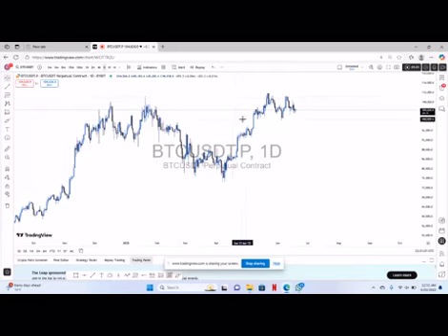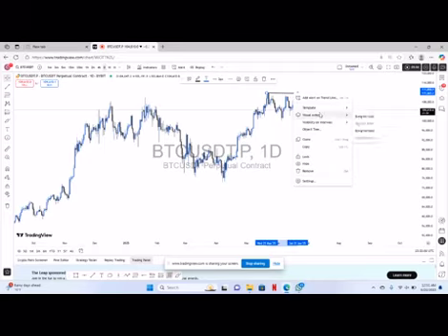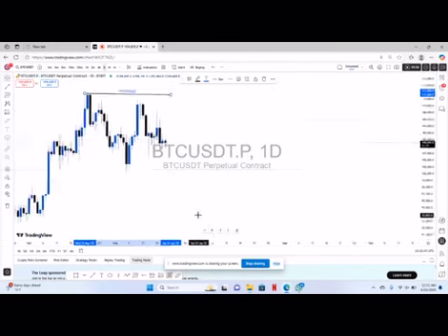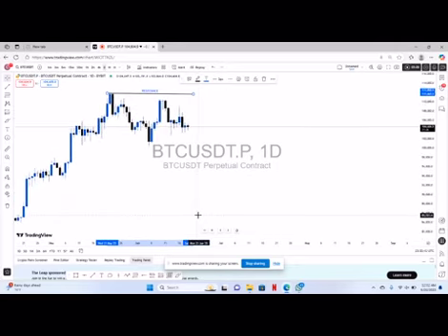Okay, it's retraced to this imbalance and tried to break this structure again, but it didn't break, which means that, so we have seen one, two, three, which makes this zone a resistance zone. So I'm going to map it out. This zone is a resistance zone here. Can you see it clearly? This is a resistance zone.